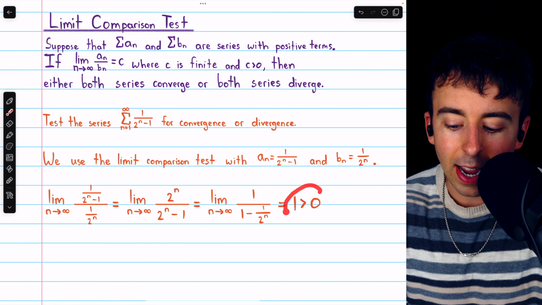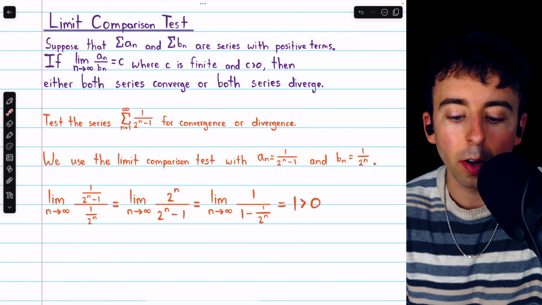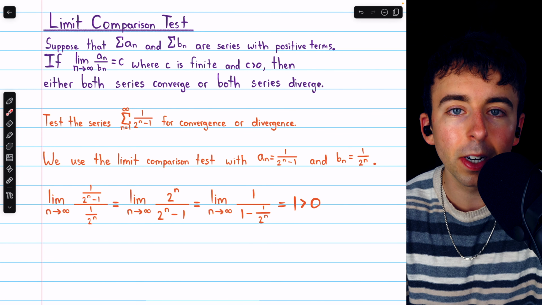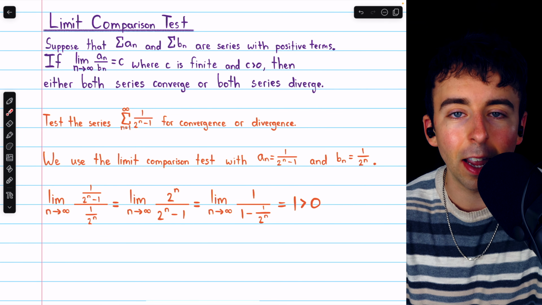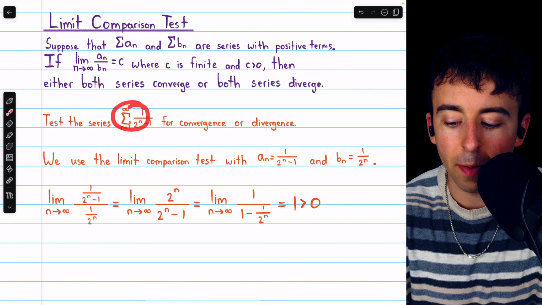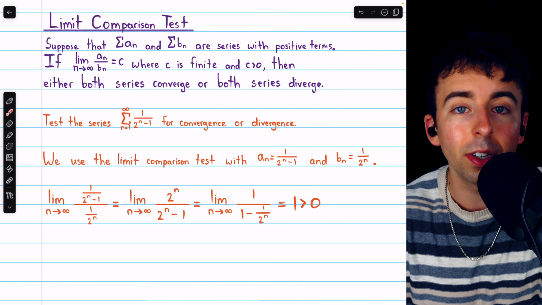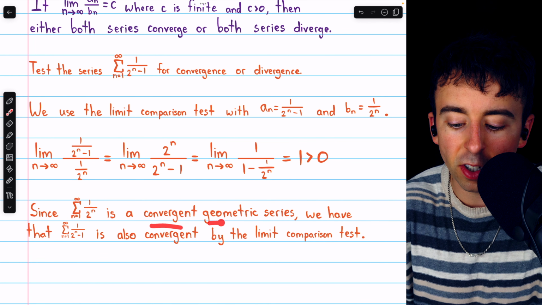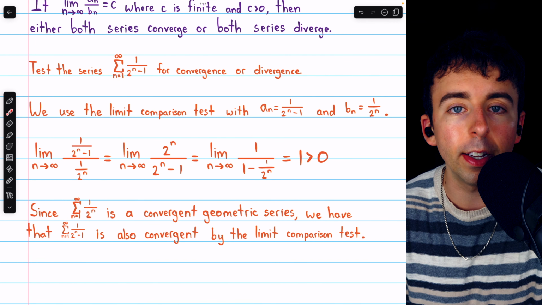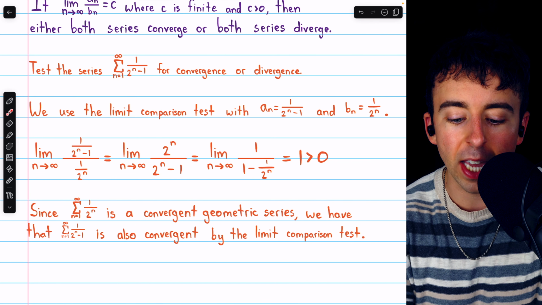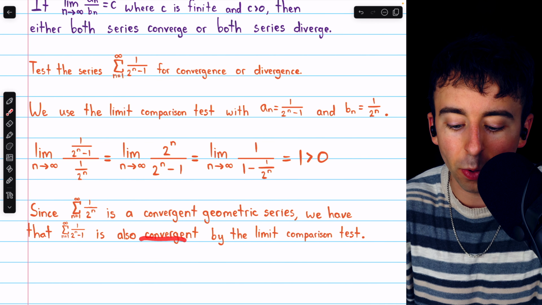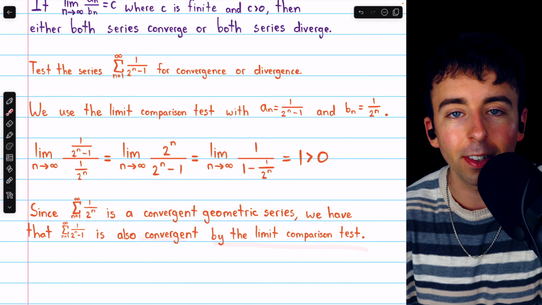And importantly for the test, 1 is positive. Remember, the test tells us that if our limit is a finite positive number, then the series must have the same behavior. So either they both converge or they both diverge. Of course, the series 1 over 2 to the n is a convergent geometric series with r equal to 1/2. So the behavior of our series must be the same. It is also convergent by the limit comparison test.